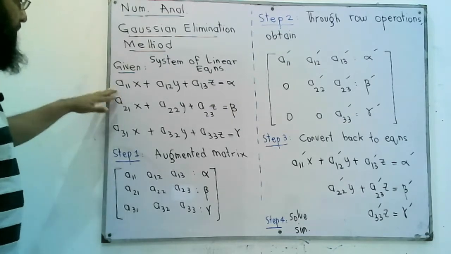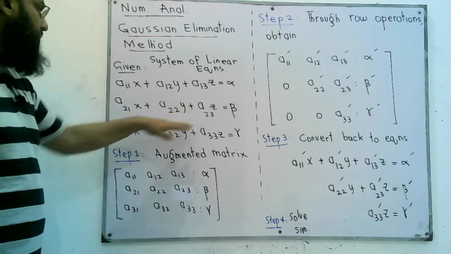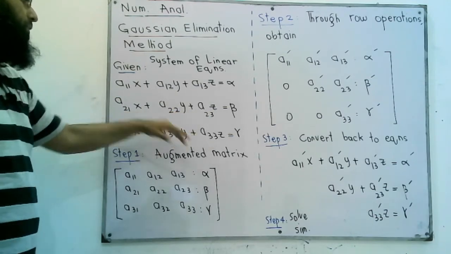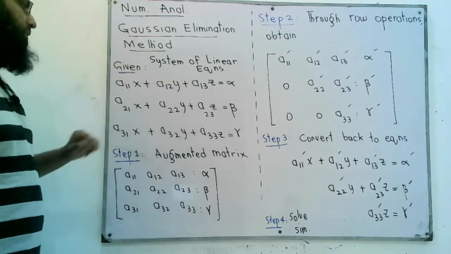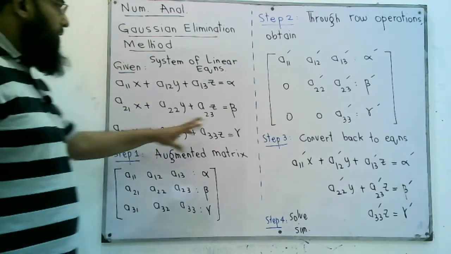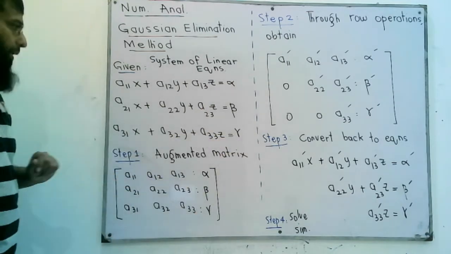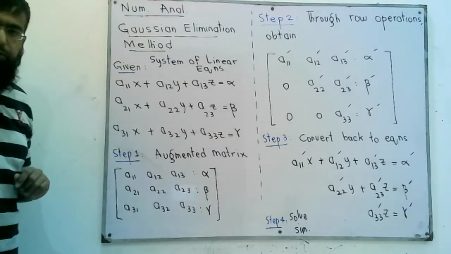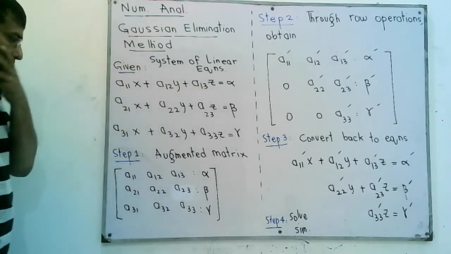Suppose we are given this equation where a11, a12, a13, a21, a22, a23, a31, a32 and a33 are the coefficients of x, y and z in these three equations, and they equate to three constants alpha, beta and gamma, and we are supposed to find the values of x, y and z, the three unknowns.